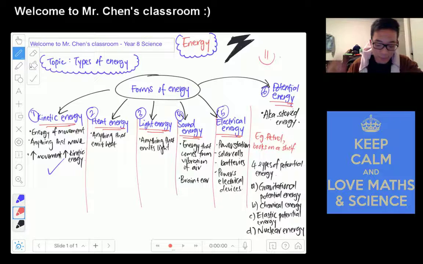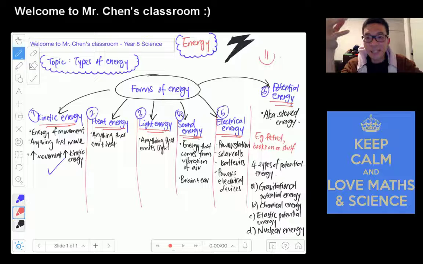Second one, we have heat energy. Pretty much anything that emits heat has heat energy. It is another simple one as well. Same goes with the third one, light energy. Anything that produces light has light energy. So as you can see, they are not hard. All you need to do is just remember them.